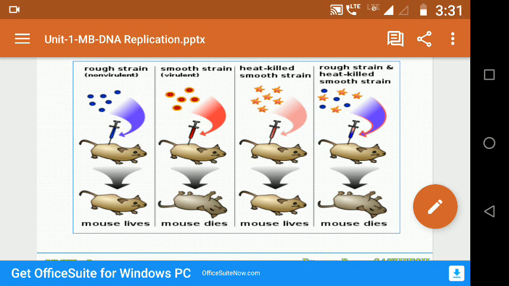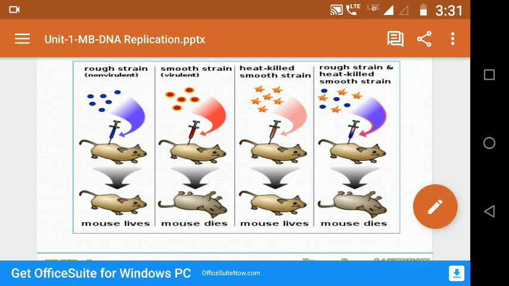In the next batch, he took the smooth strain and heated it so that the bacteria die. Once the bacteria were dead, he injected the heat killed bacteria into mice. After a few days, the mice survived because the bacteria are not in living condition, they are already dead. The dead bacteria are unable to cause virulence in the infected animal. That is why the mice survived.